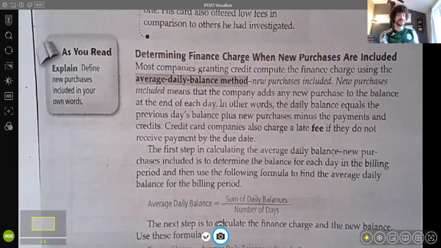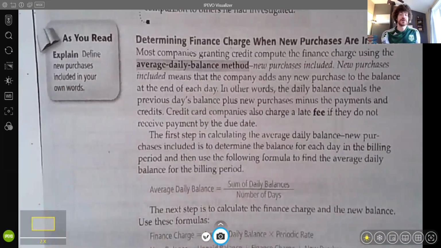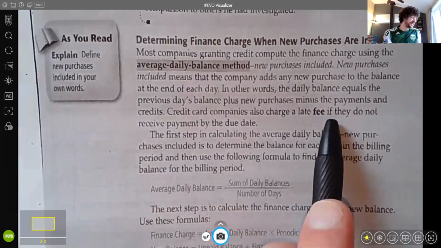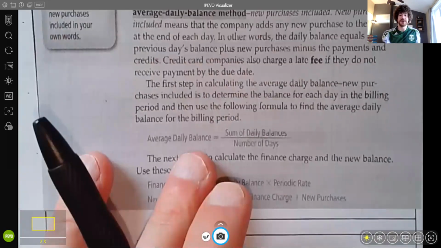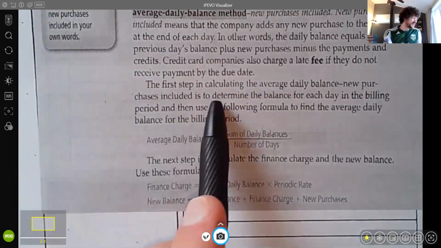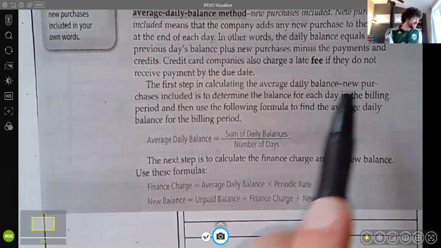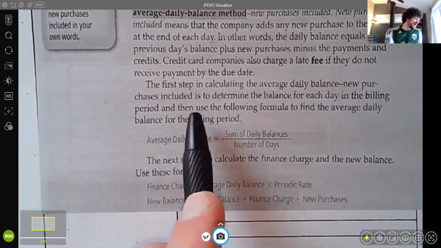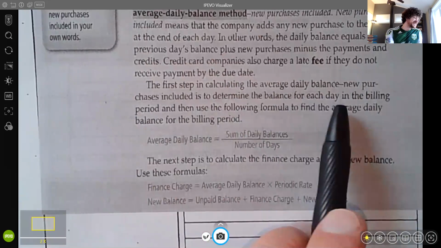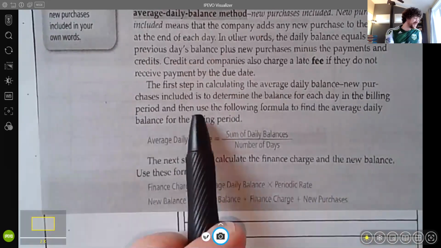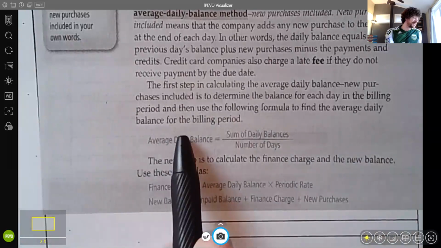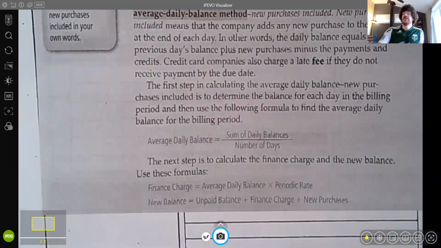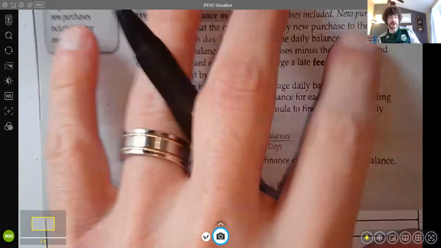And we'll take a look at some tables and see what that looks like. Credit card companies also charge a late fee if they do not receive payment by the due date. And that's something we've already seen, talked about, and dealt with. The first step in calculating the average daily balance, new purchases included, is to determine the balance for each day in the billing period and then use the following formula to find the average daily balance for the billing period.